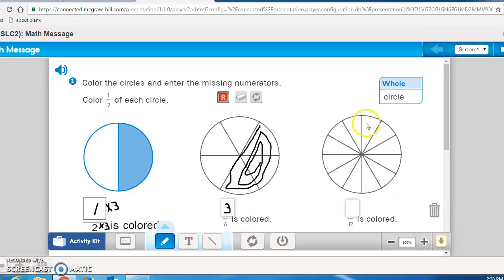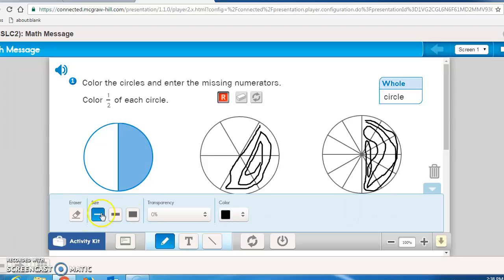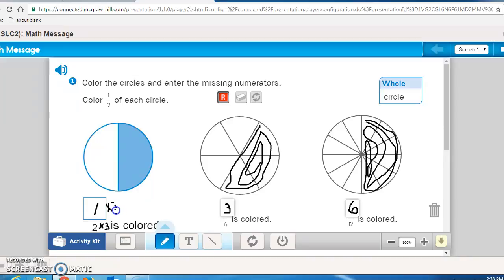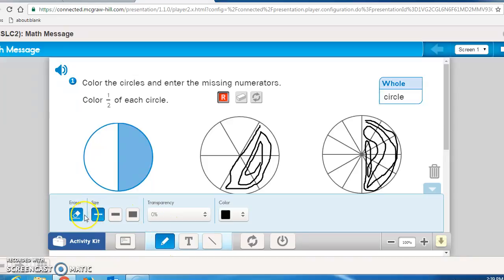Again, if I want to color half of the circle, I'd color this half. I could count the pieces: 1, 2, 3, 4, 5, 6. That's my numerator. I got 6 out of 12 colored. Or again, I could ask myself, how does 2 become 12? Well, this time, I'm noticing that it's times 6. So instead of times 3, I do times 6.